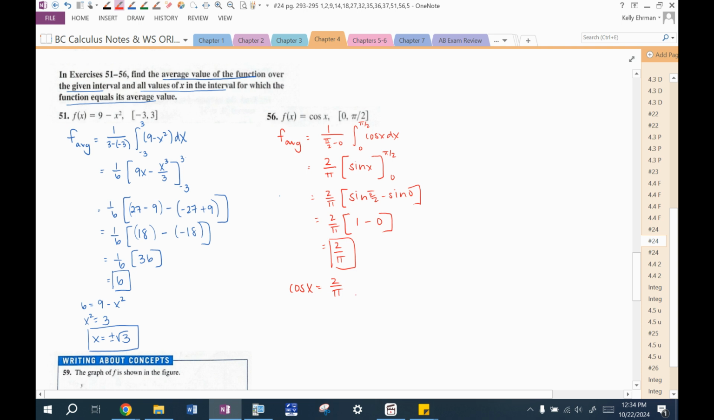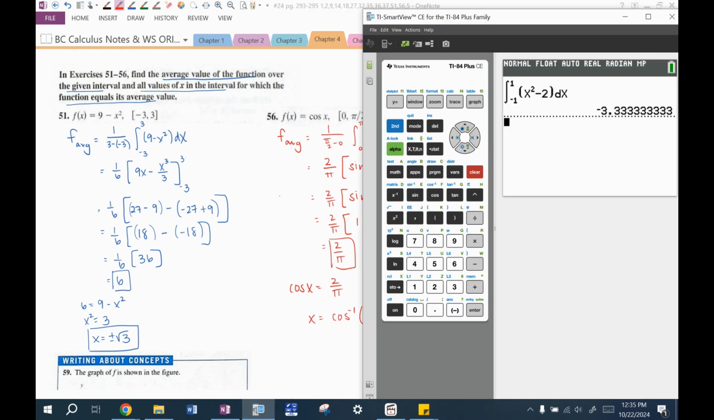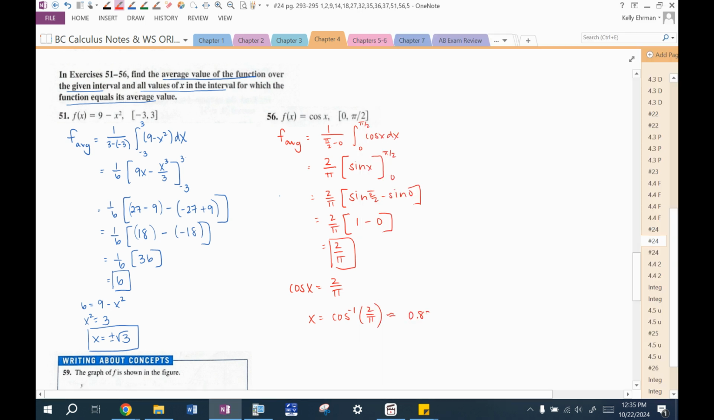I would need a calculator to get an actual numerical answer for this. I can say x is equal to whatever the inverse cosine of 2 over pi is. So if it's a non-calculator problem, this is what I would answer. But I can approximate on my calculator. So again, make sure you're in radian mode, and then it's second cosine to get the inverse cosine of 2 over pi. So this is my answer in radians, 0.881. There's no label on that. You could write radians if you want to. That is between 0 and pi over 2 because pi over 2 is like 1.57-ish radians.